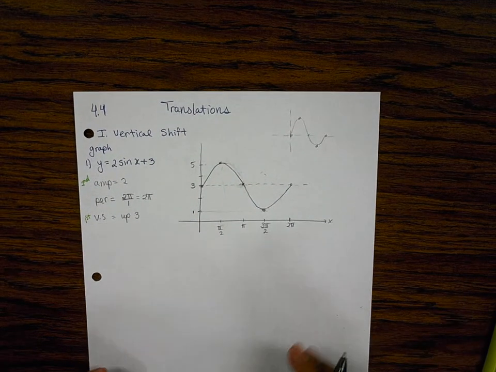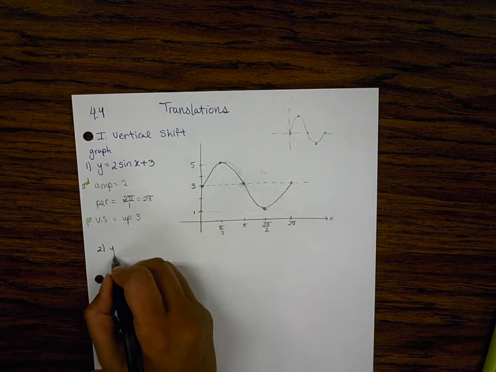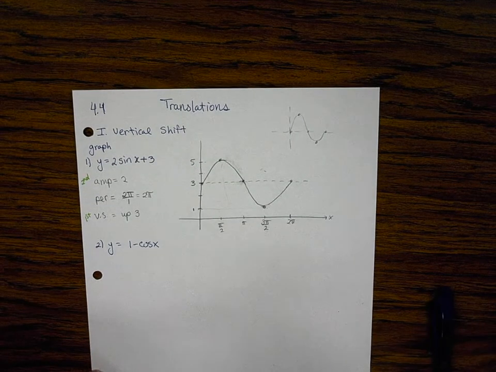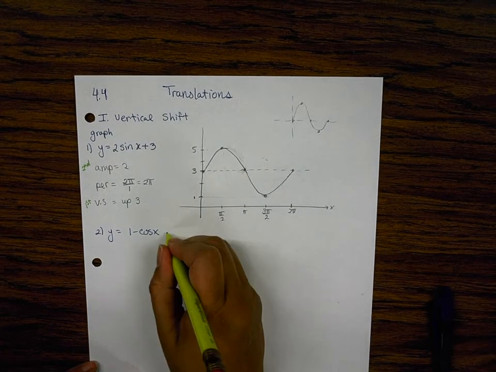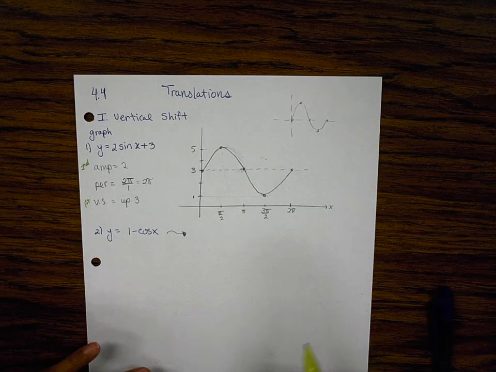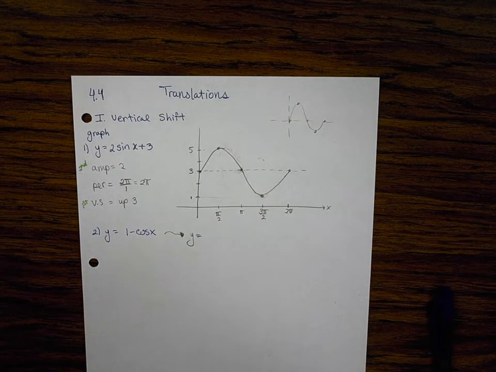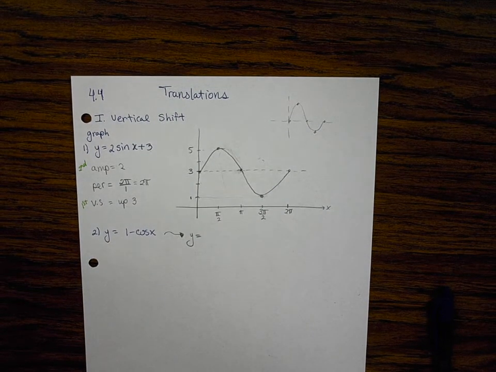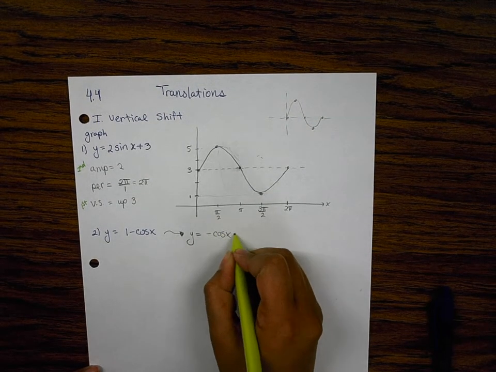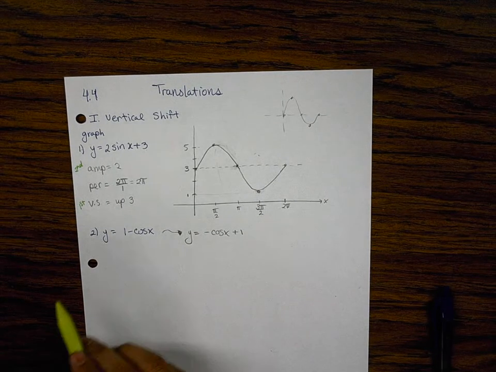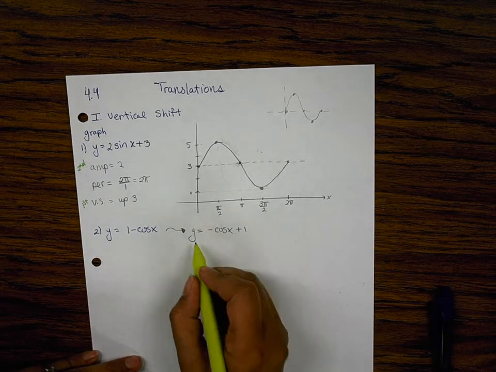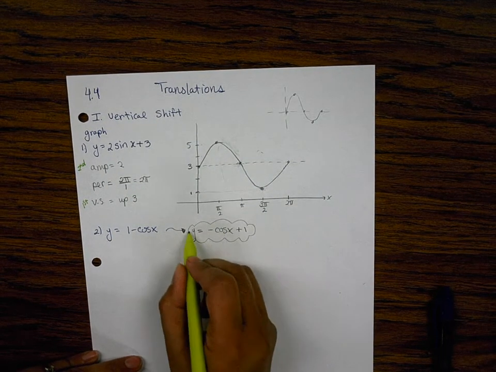Okay, number 2. Y equals 1 minus cosine of x. Now, you do not have to rewrite it, but I'm going to. And if you're not going, well, I want you to in notes, but on homework, as long as you at least rethink it in your head, this is equivalent to y equals negative cosine of x plus 1. Do you agree? I can flip this around, put the negative cosine x first, and the plus 1 at the end. Again, not necessary, but at least rethink it in your head.